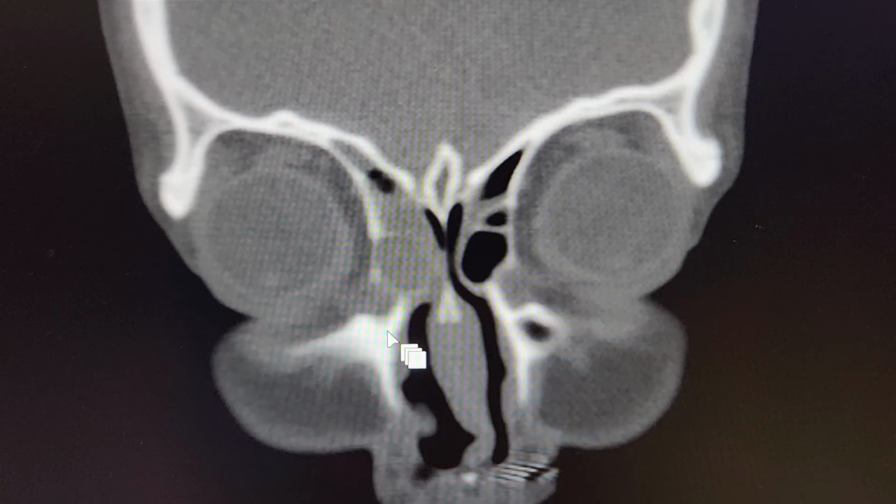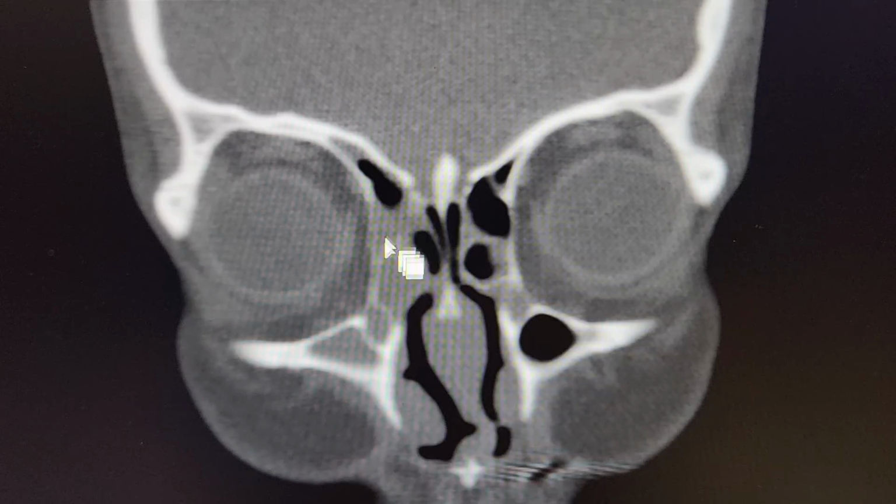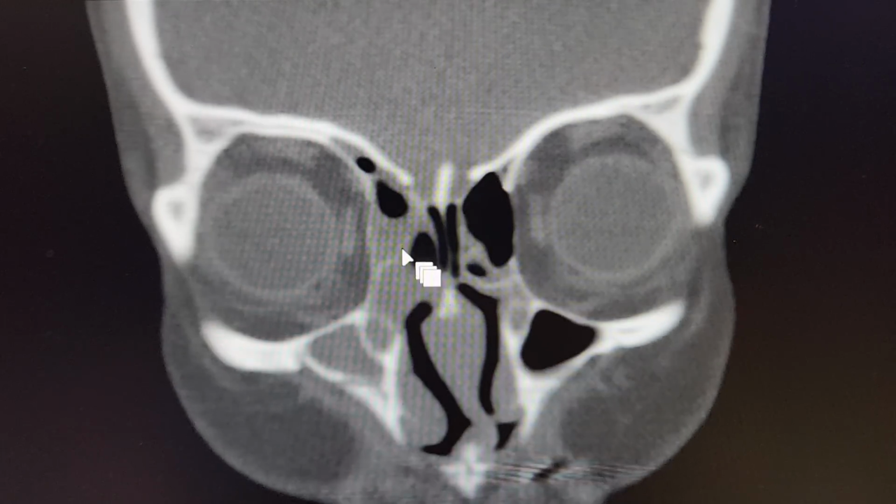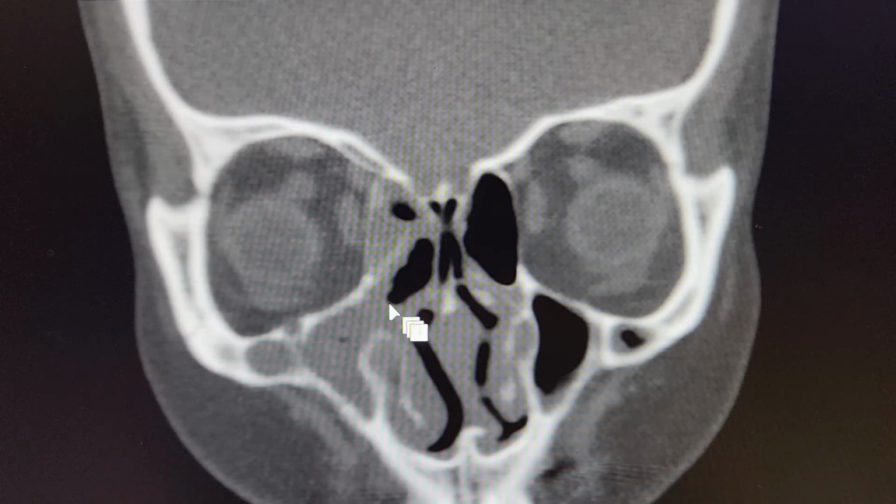So coming more posteriorly, you can see the entire ethmoids, the anterior ethmoids is full of some soft tissue over here. So the maxilla is full of some kind of soft tissue. The anterior ethmoids is full of some soft tissue. So as we keep on going behind, you can start seeing the orbit here. So this is entirely brain, and that's the entire skull base that you can see.